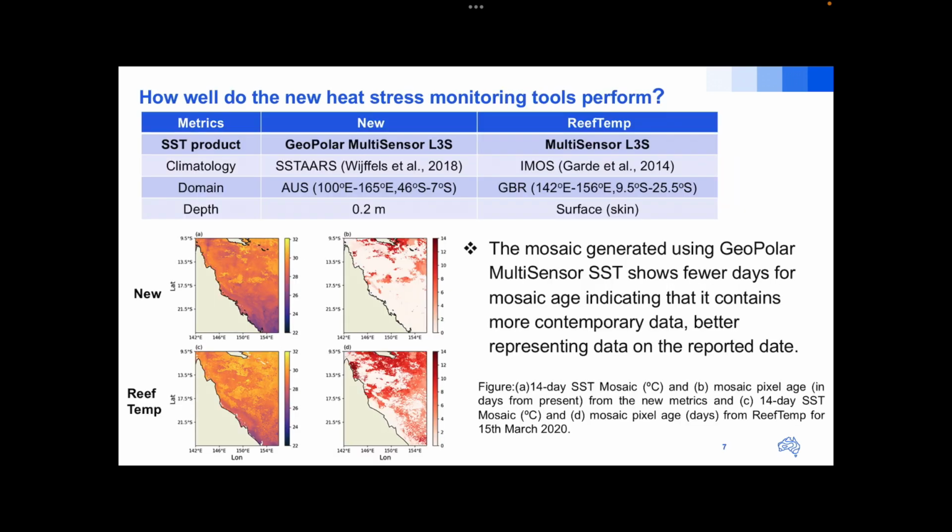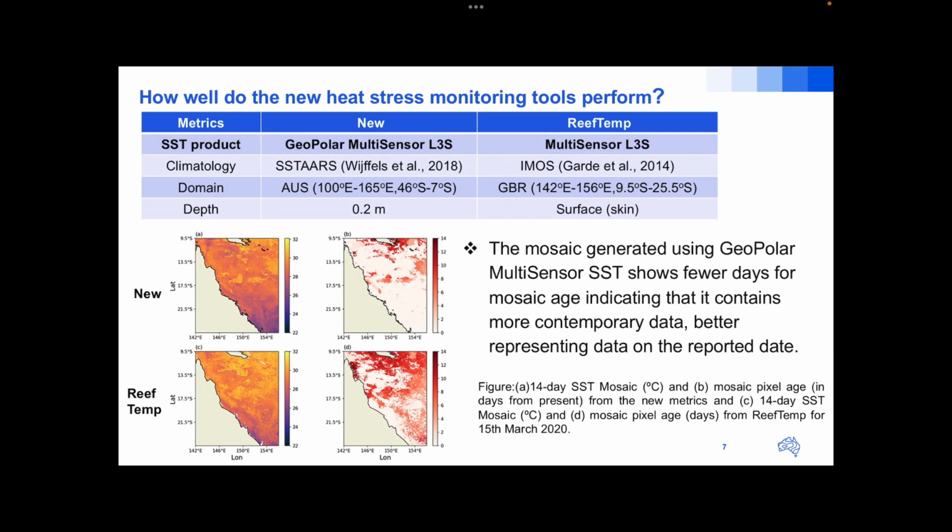For a sanity check, we are comparing our metrics with RIP-Temp. Please note there are many differences between these two methods. The SST product used to define metrics is different. Also, the climatology used is totally different. We are using STARS daily climatology, which was constructed using 1992 to 2016 SST data, while RIP-Temp used the IMAS climatology, which was constructed using data from the 2003 to 2012 period.